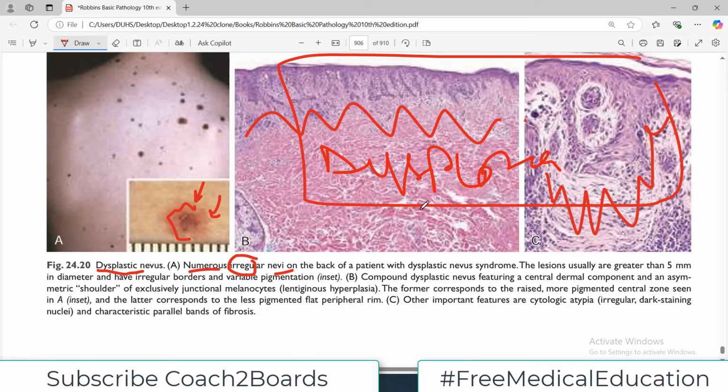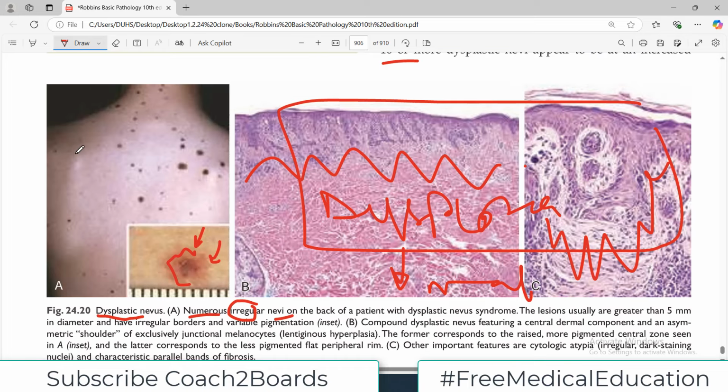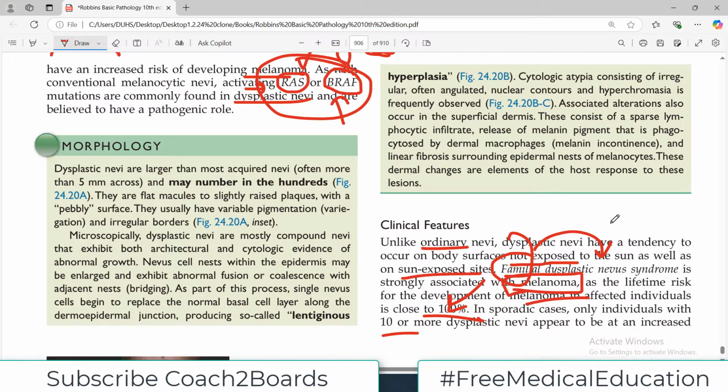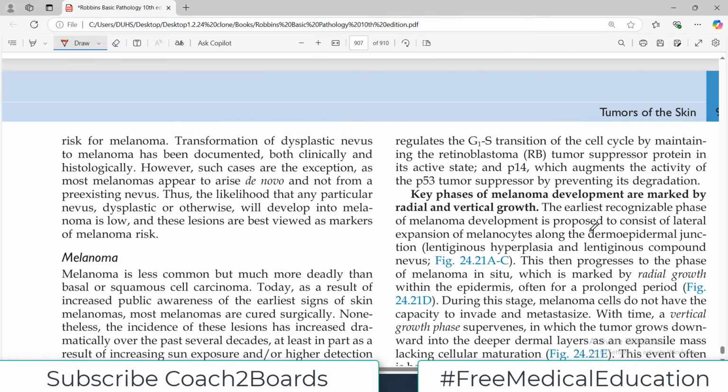And you know, from general lectures of pathology, when we talk about dysplasia, we have to consider that this dysplasia has the potential to get into malignancy, and this is what actually happens. Many of the familial type of dysplastic nevi have a chance to get to the tumor stage. Okay. Now, transformation of dysplastic nevus to melanoma has been documented both clinically as well as histologically.